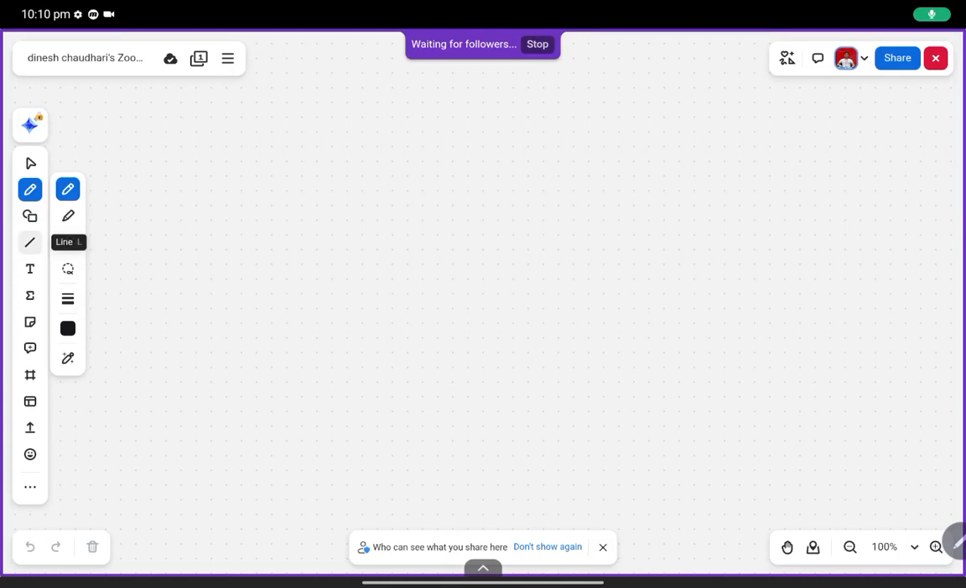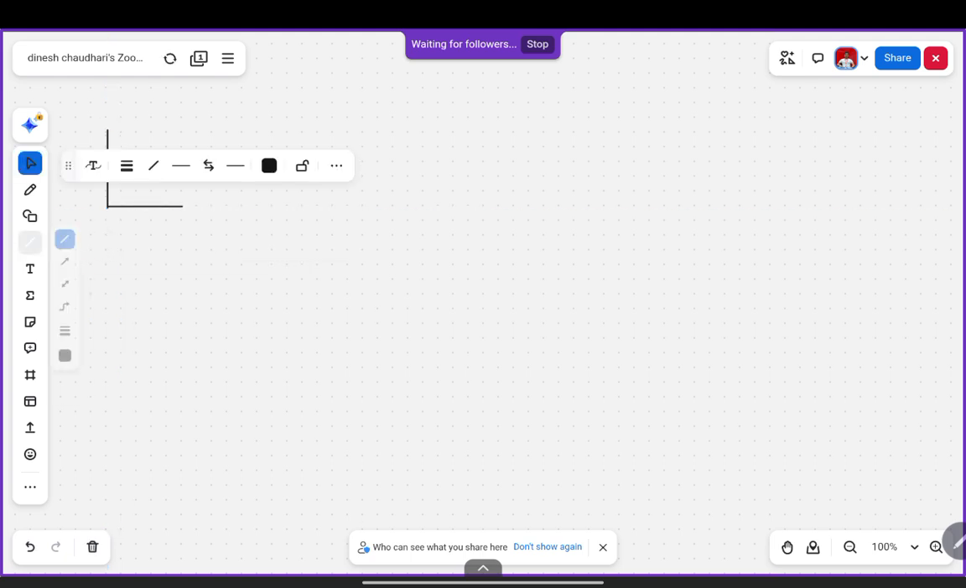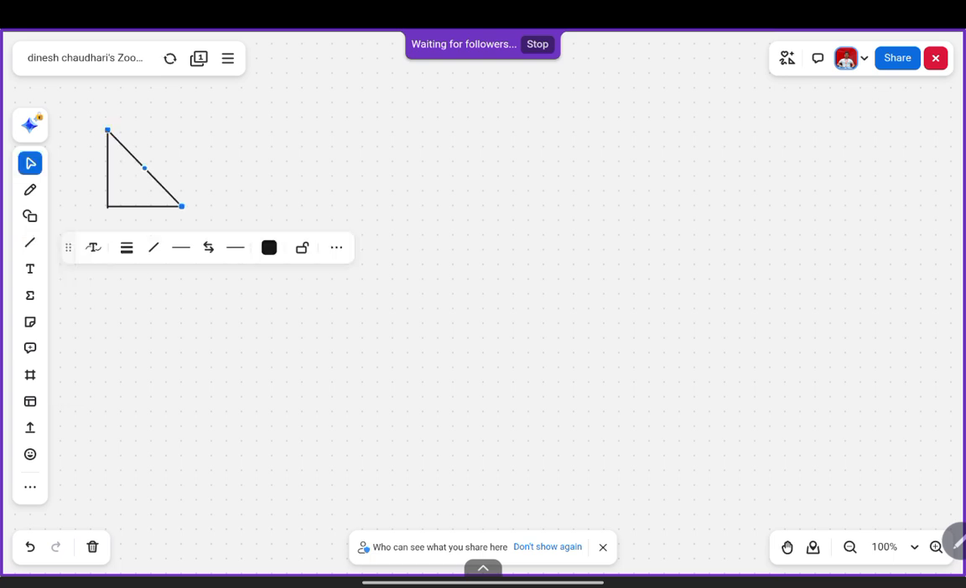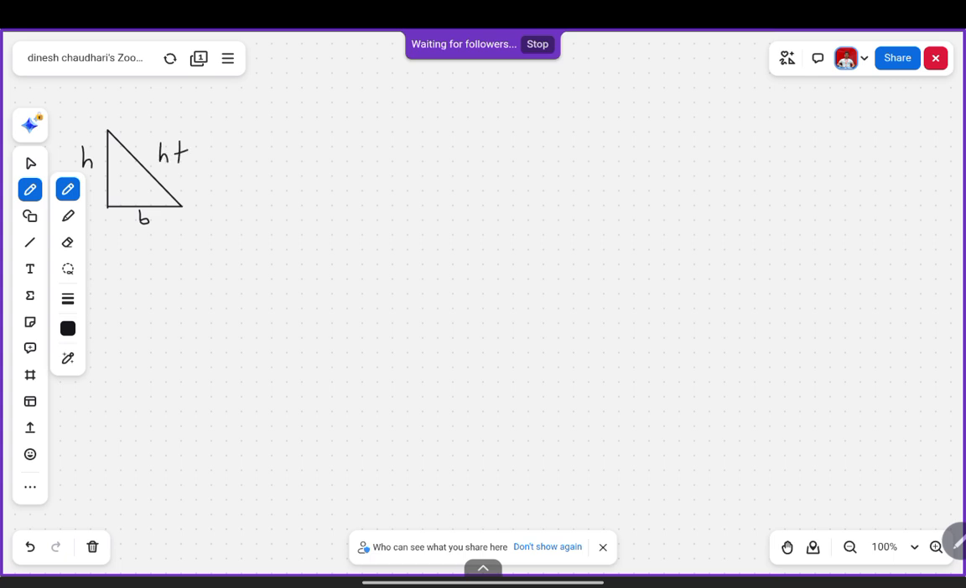Hello everyone. Today we are going to learn about the Pythagoras theorem. Pythagoras theorem is mainly applicable for only right angle triangles. Suppose you have a right angle triangle, and a right angle triangle has three sides. We call them the base, height, and opposite to both, the hypotenuse. Simply put into words, Pythagoras theorem says base square plus height square equals hypotenuse square.